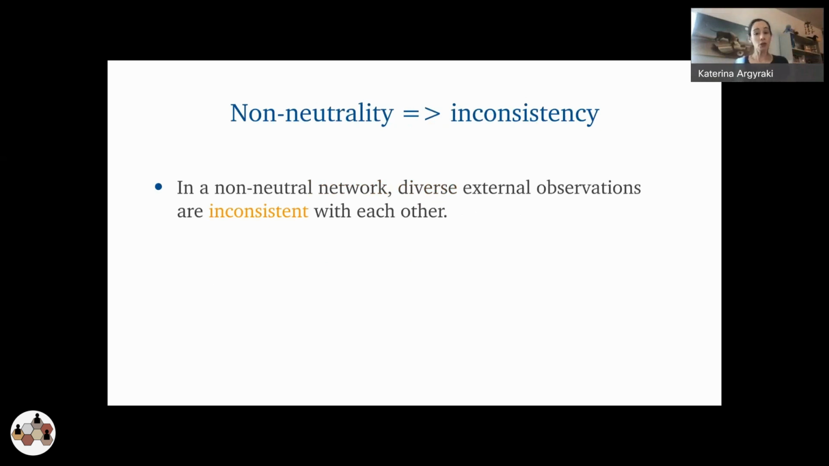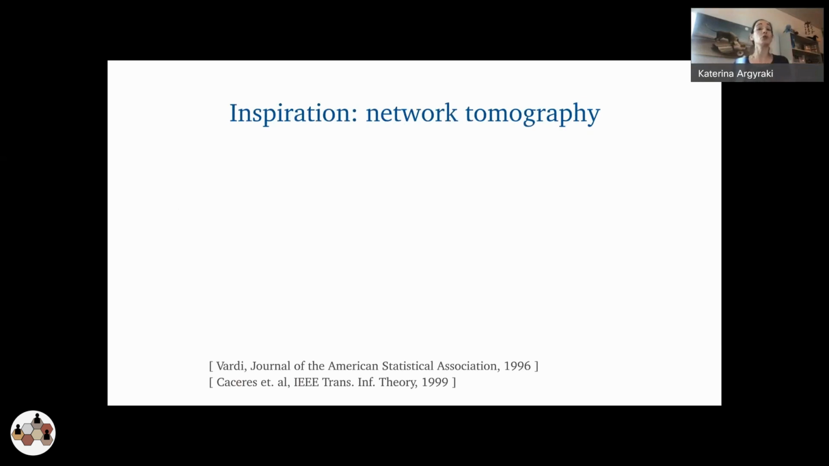To answer, we rely on the following observation. If a network is non-neutral and we observe it from a diverse set of vantage points, we will eventually make inconsistent observations. And I will explain what I mean by inconsistent in a moment. Now, this approach is inspired by network performance tomography.